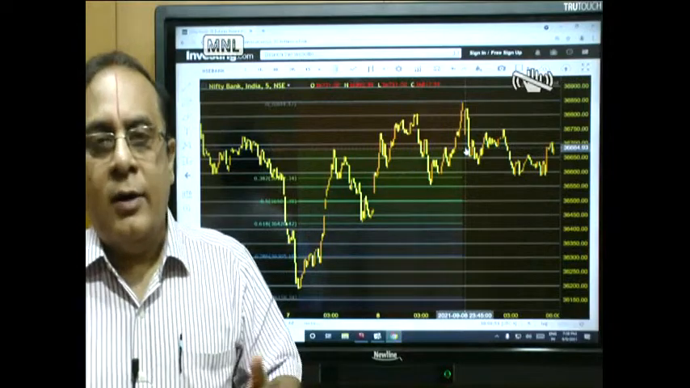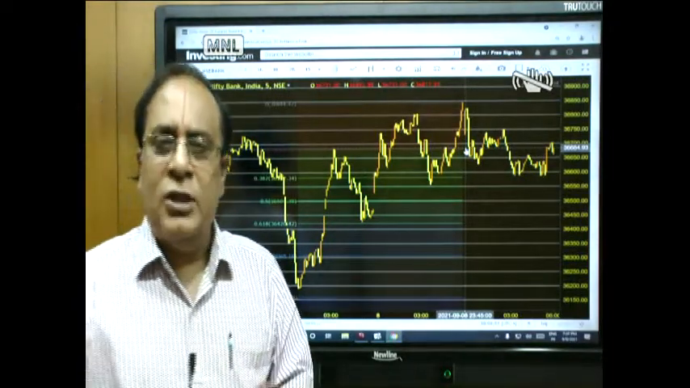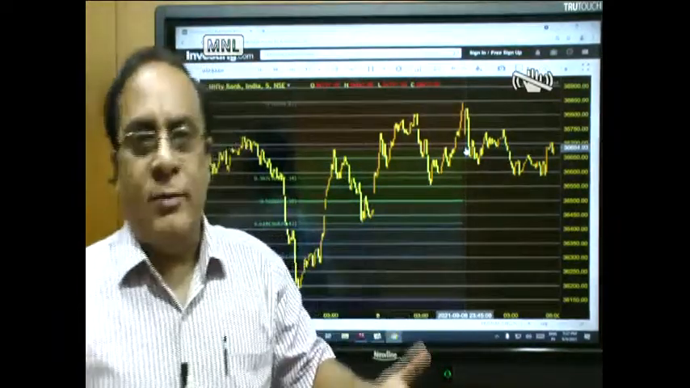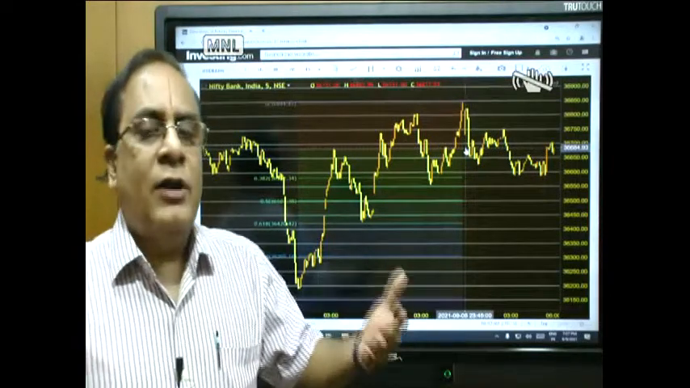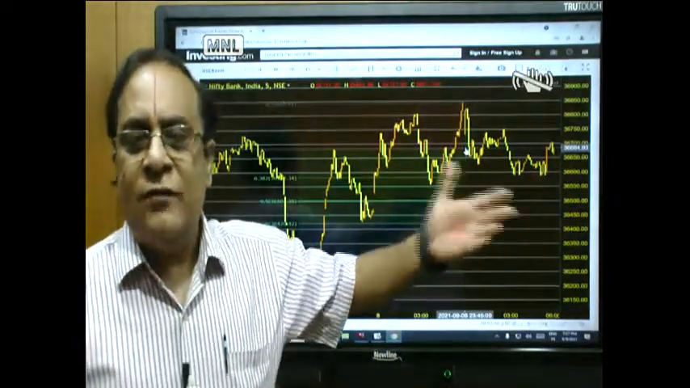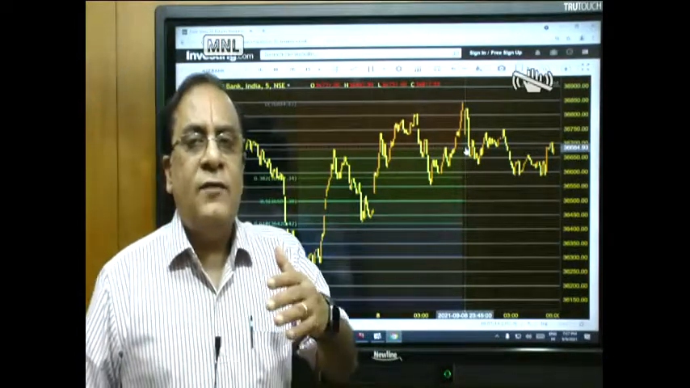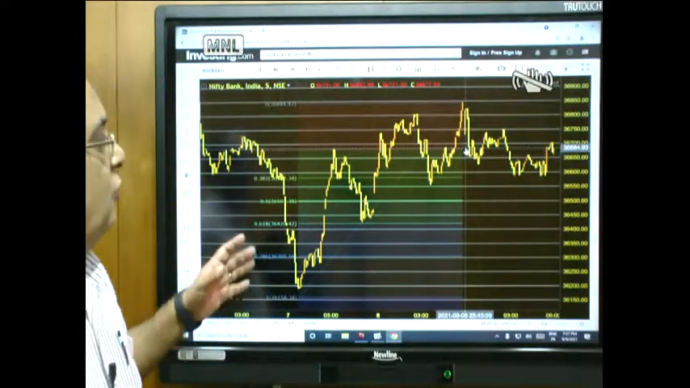So 0.5 becomes approximately 350 points. So 350 points means that comes closer to 36,500. 38.6% comes a little on the higher side, which is the 36,575.80 level. So it has held on to this 36,575.80. So it can come down right up to 36,420.